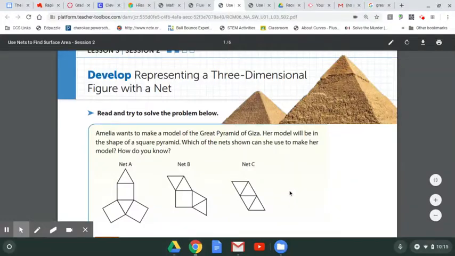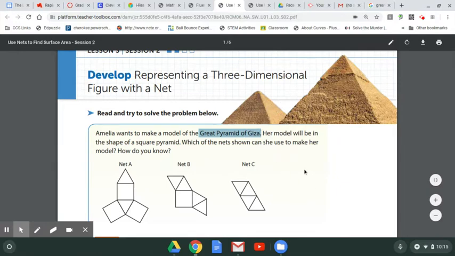Okay, we are on page 48 of your textbook. This is actually page 47. Amelia wants to make a model of the Great Pyramid of Giza. Her model will be in the shape of a square pyramid. Which of the nets shown can she use to make her model? How do you know?